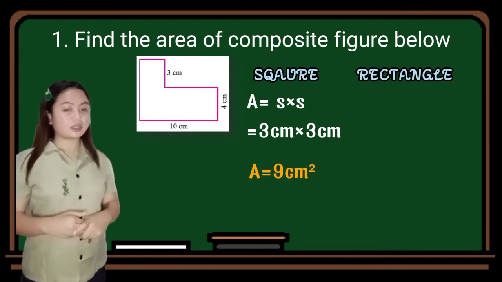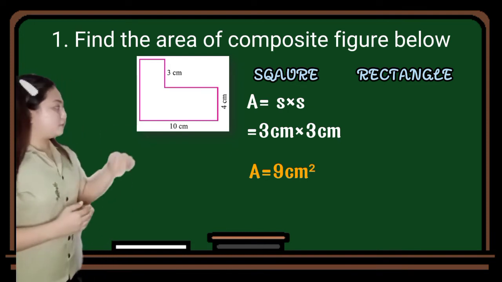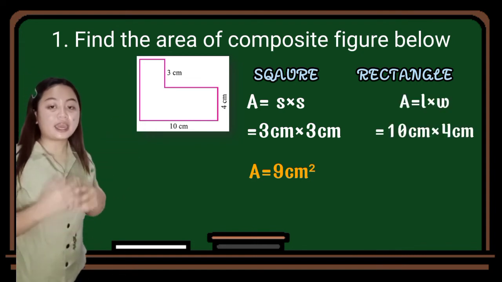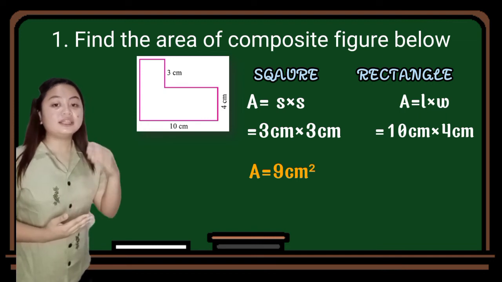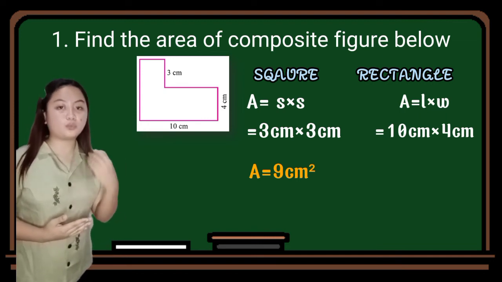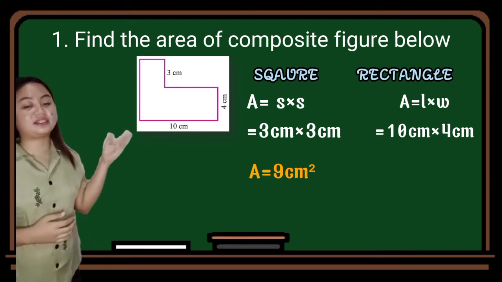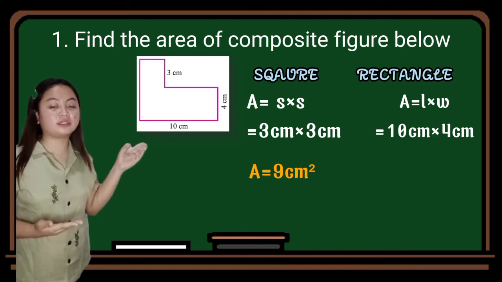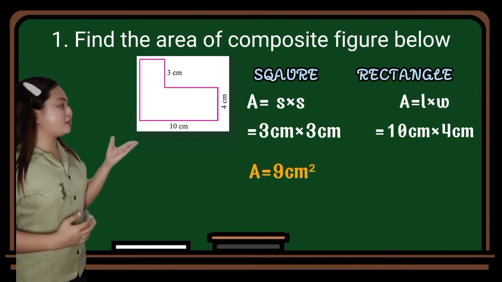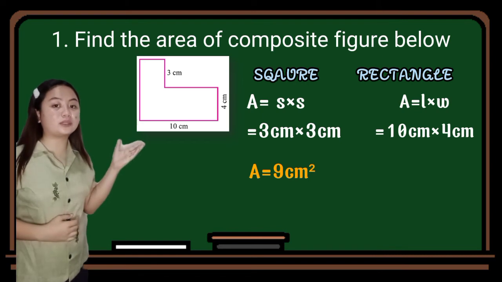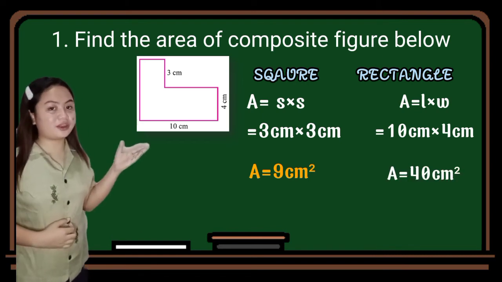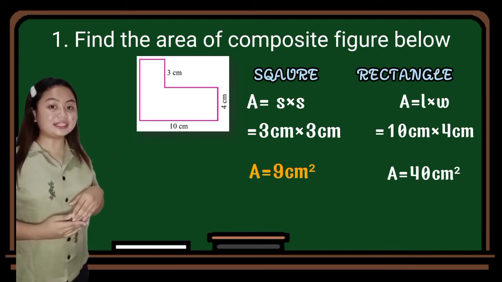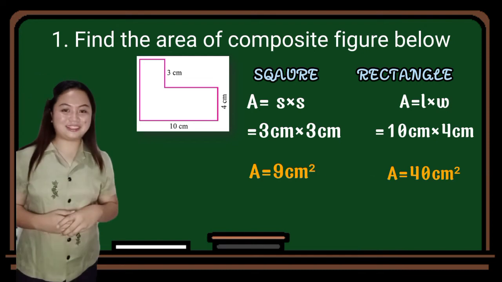So next, let's find the area of the rectangle. Again, our formula is area is equal to length times width. So for our length, we have 10 centimeters. And for our width, we have 4 centimeters. So let's multiply 10 centimeters times 4 centimeters. That will be 40 square centimeters. So therefore, our area in this rectangle is 40 square centimeters.